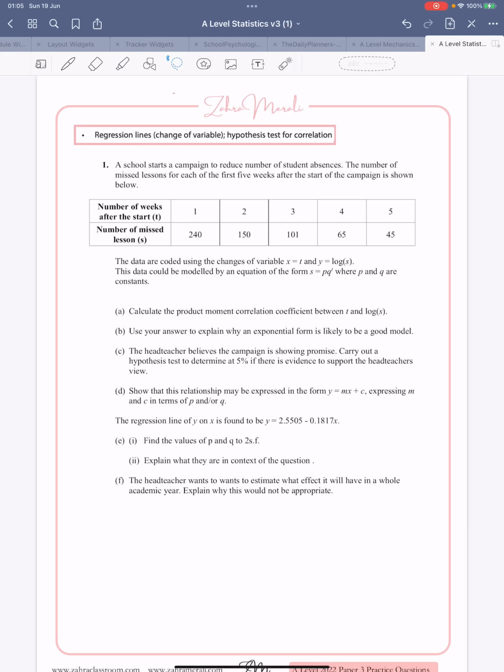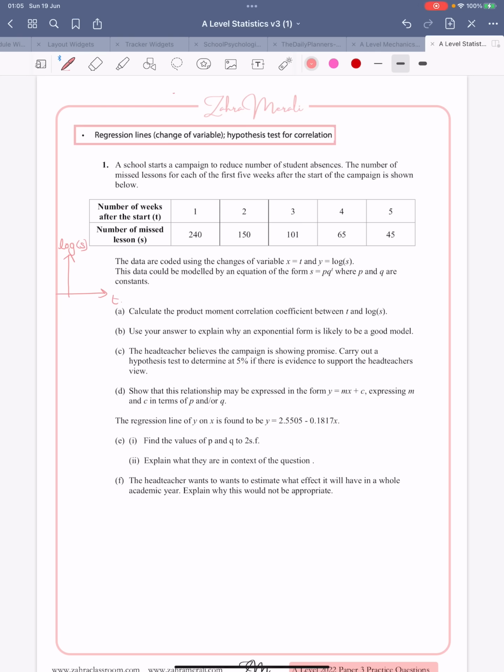So we've got a school that starts a campaign reducing student absences, not staff. And the idea is the absences go down. So we're expecting a negative correlation because as the weeks go up, the missed lessons are going down. Okay, so data is coded. We've got x equals t and y equals log s. So if you think about it, that graph being plotted has t on the x-axis and log s on the y-axis.